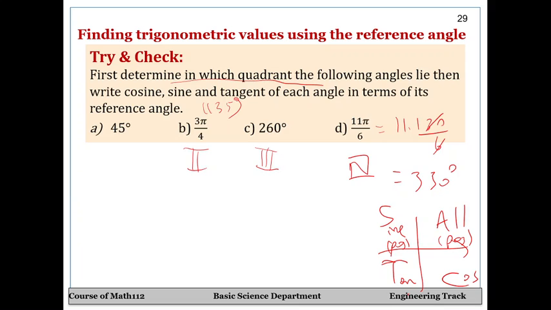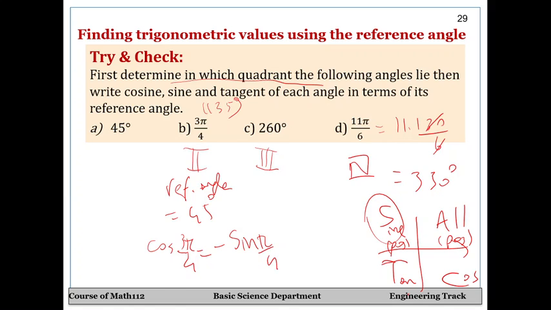And here, what's the reference angle? The reference angle, if you calculate, you will see it's 45 degrees. So cosine 3 pi over 4 is equal to, here only sine is positive, so it will be negative cosine pi over 4, and its sine will be equal to sine pi over 4, and then tangent will be negative. Tangent 3 pi over 4 is equal to minus tangent pi over 4.